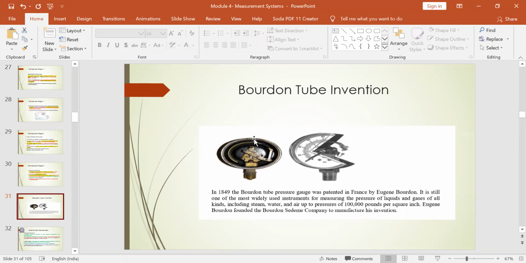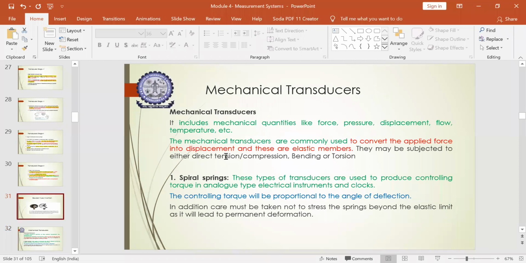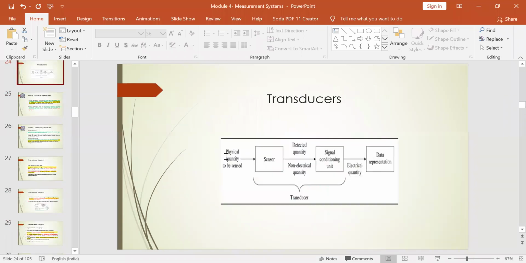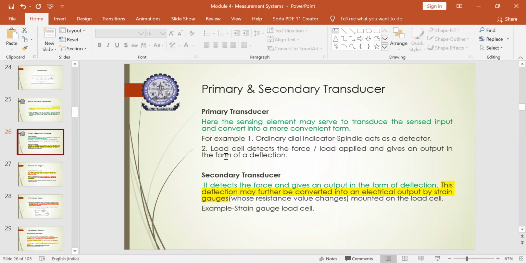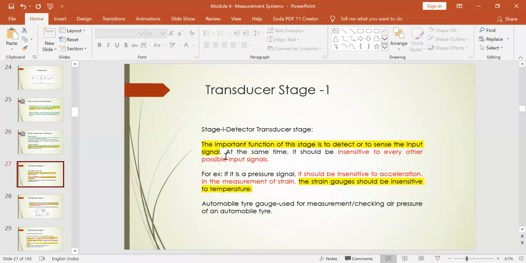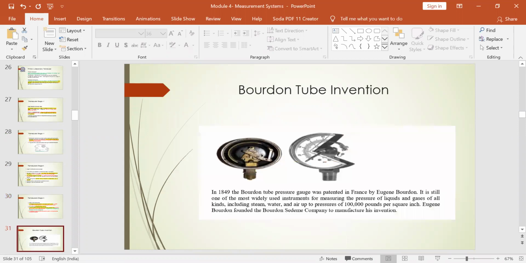So this is how the Bourdon tube looks like, and regarding its working, we will go into it in the rest of the time. So this was the classification. First you learned what you mean by active and passive. Then you learned what you mean by primary and secondary transducer. These are the main, broader classifications. Then, in order to understand the types of transducers, you have to know how the transducer works. For that we explained what you mean by transducer stage 1, stage 2 as well as stage 3.